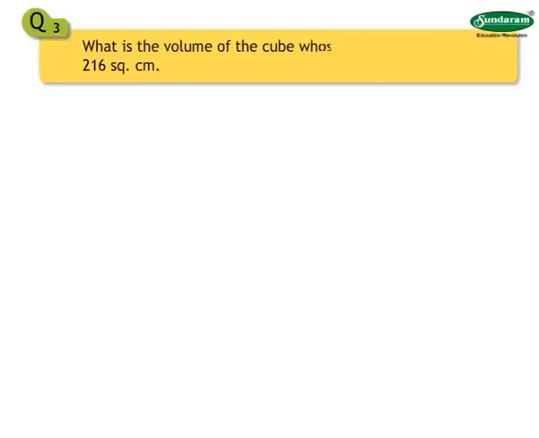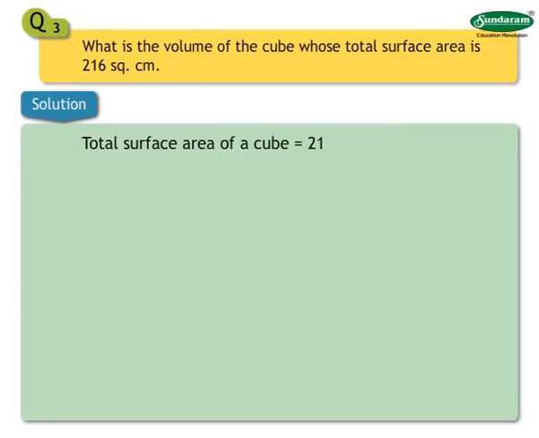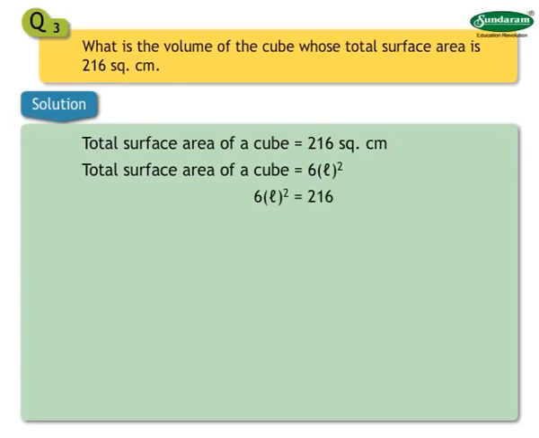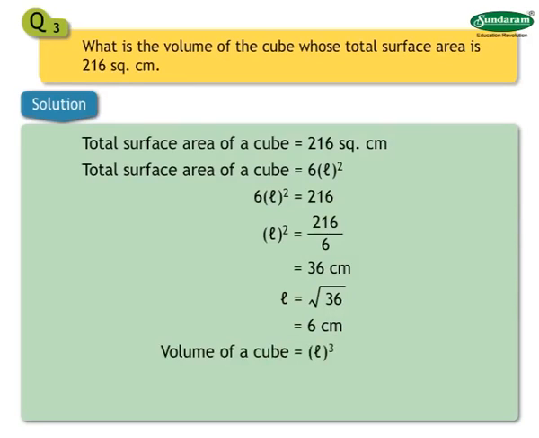3. What is the volume of the cube whose total surface area is 216 square centimeters? Solution. Total surface area of a cube is 216 square centimeters. Total surface area is equal to 6 into length square, which is equal to 216. Therefore, length square is equal to 216 upon 6, which is equal to 36. Hence, length is root of 36, which is equal to 6 centimeters. Volume is length cube, which is 6 into 6 into 6 equal to 216 cubic centimeters.